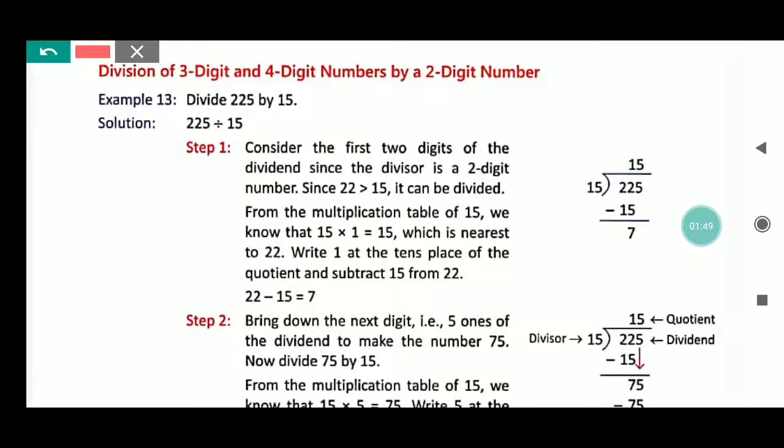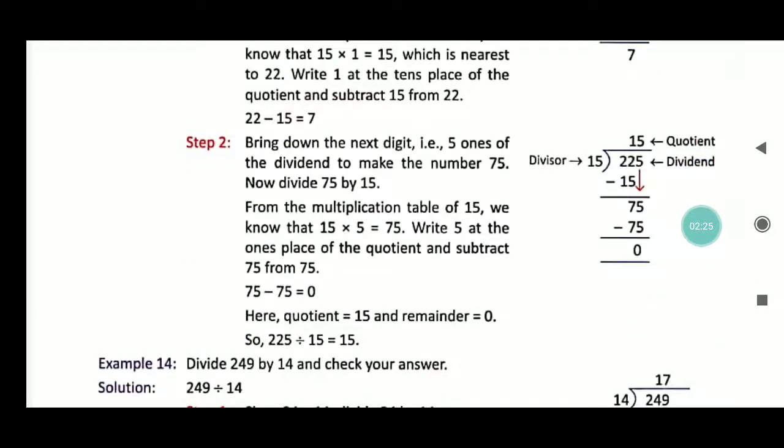225 divided by 15. In step 1, consider the first 2 digits of the dividend. Since the divisor is a 2-digit number, and since 22 is greater than 15, it can be divided. From the multiplication table of 15, we know that 15 into 1 equals 15, which is nearest to 22. Write 1 at the tens place of the quotient and subtract 15 from 22. So what would be the remainder? It is 7.